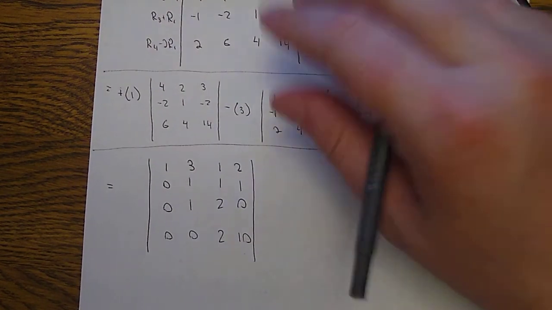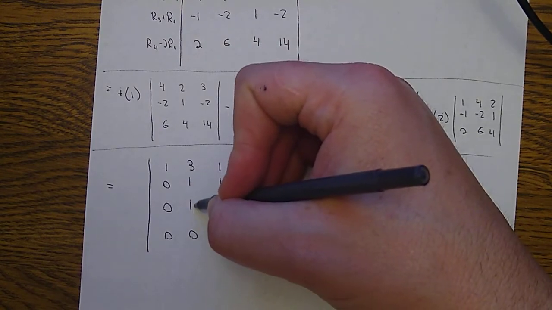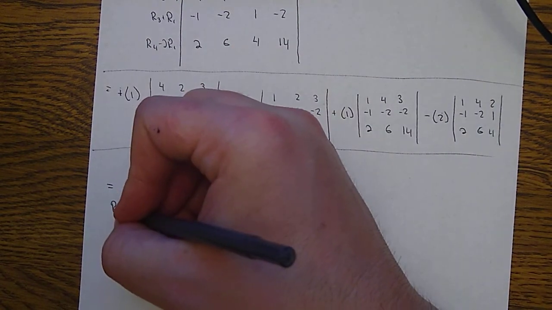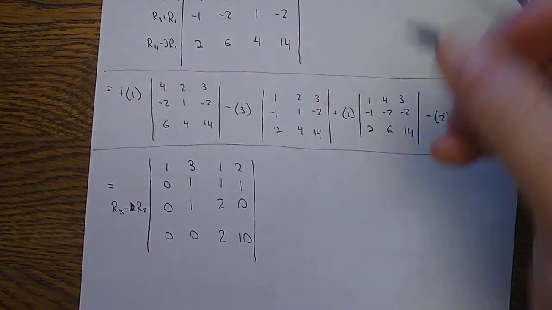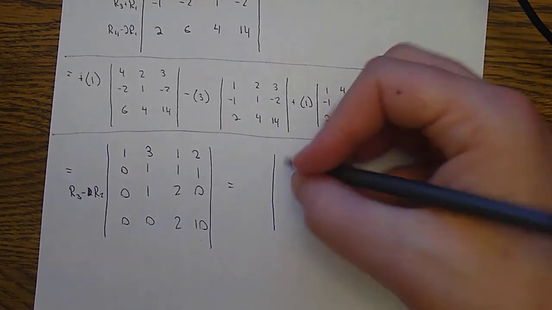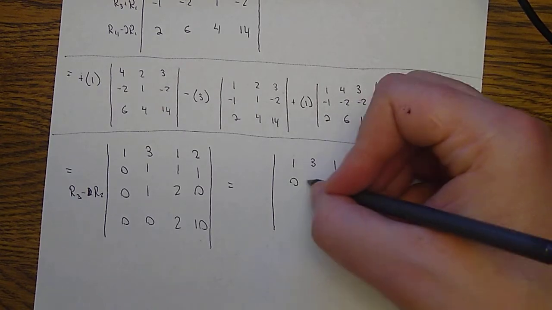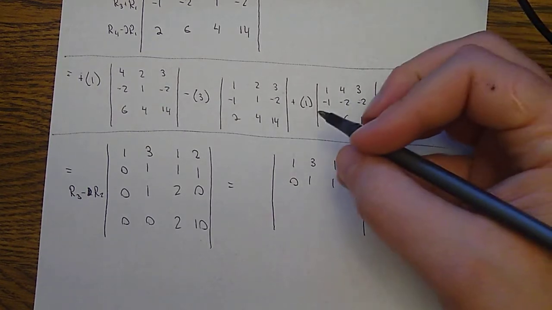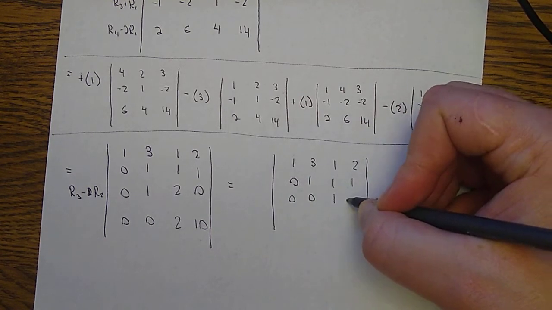Now, I have a 1 here. I would like a 0 here. So I can do row 3 minus row 2. And again, this is an operation that doesn't change the determinant. So row 3 becomes 0, 0, 1, negative 1.